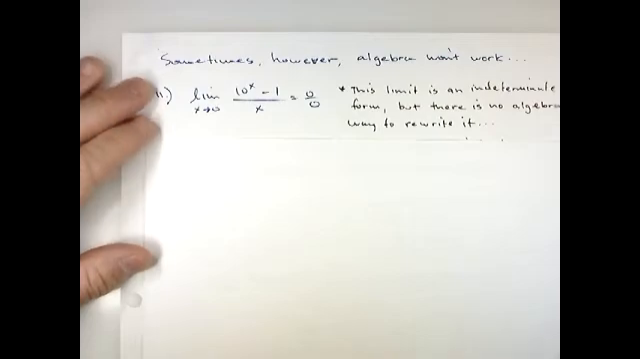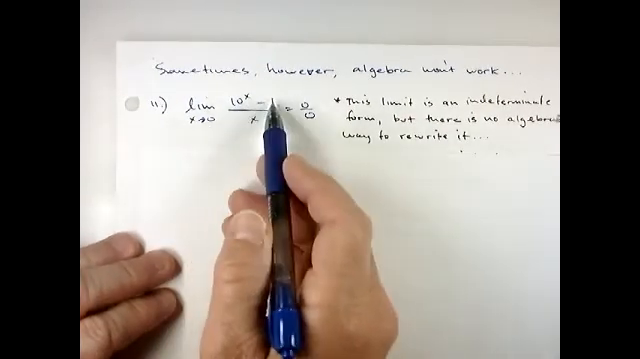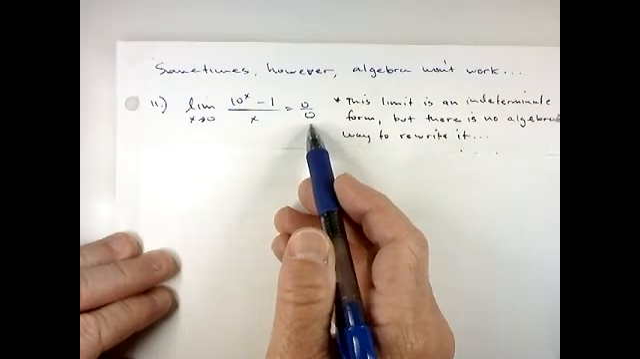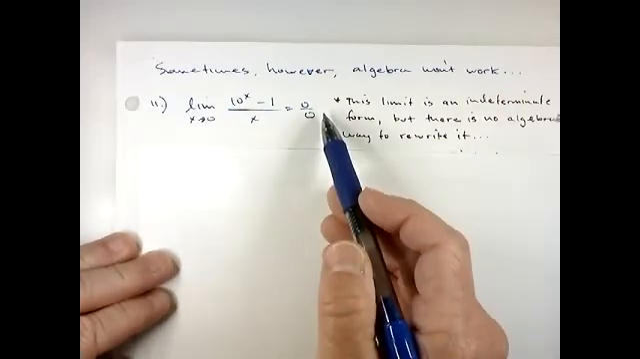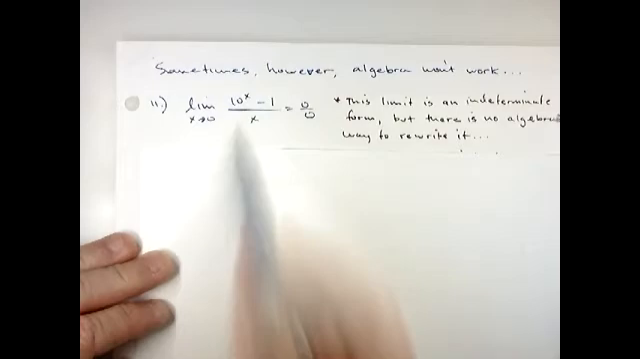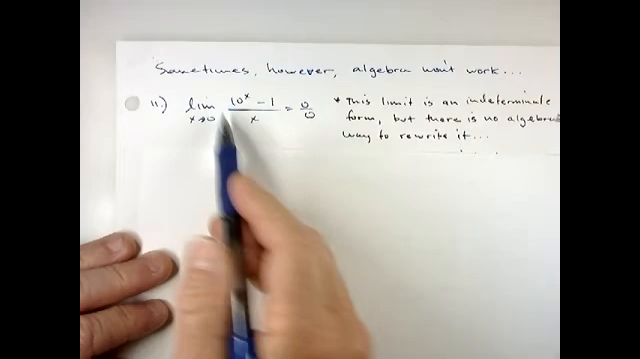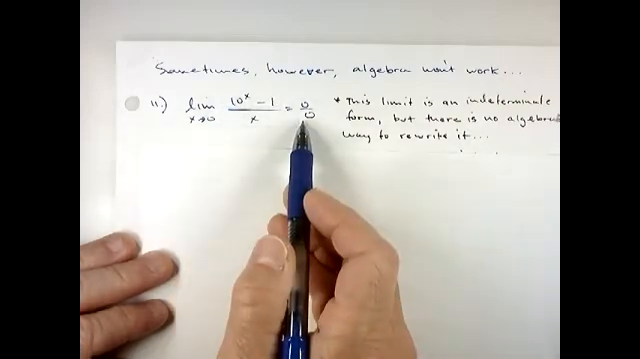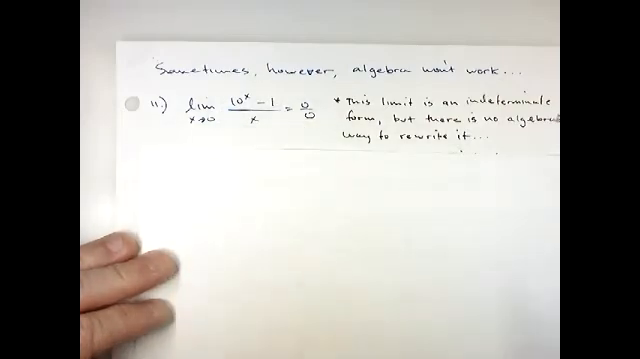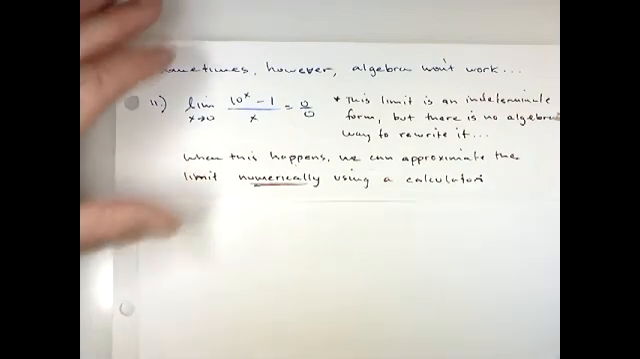So if we look at this limit, as x approaches 0 of 10 to the x minus 1 over x, it gives you 0 over 0, which is indeterminate, okay? But there's no algebraic way, I don't know any way to factor, do a conjugate, or rewrite that. So later on in the quarter, we're going to learn another method to evaluate this limit. But right now at this point, when this happens, we're kind of stuck.